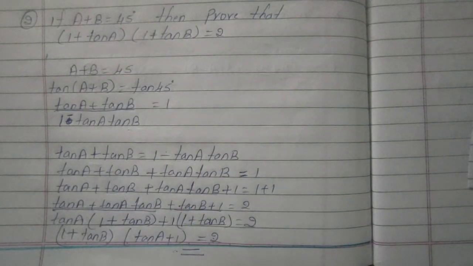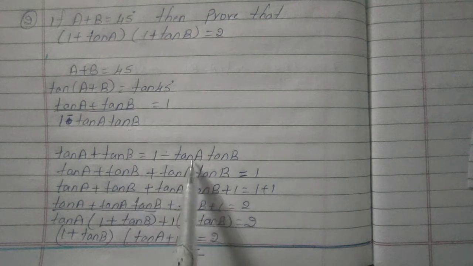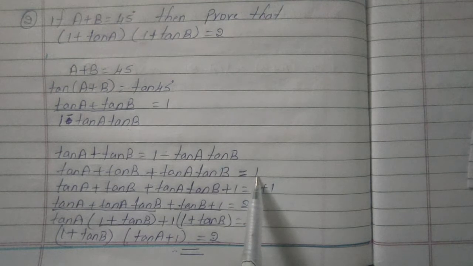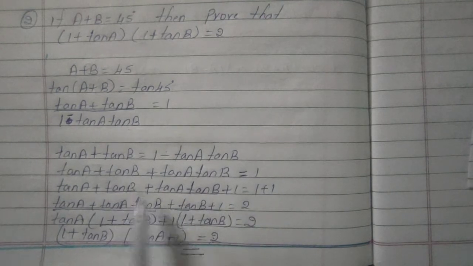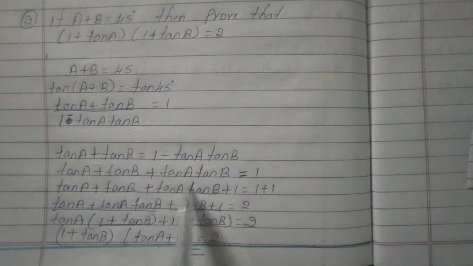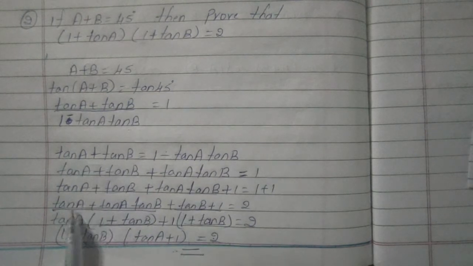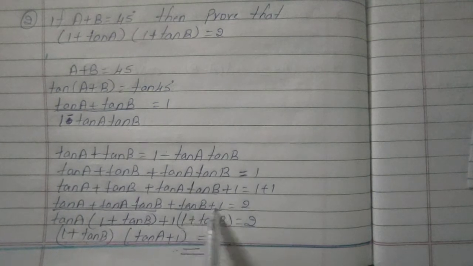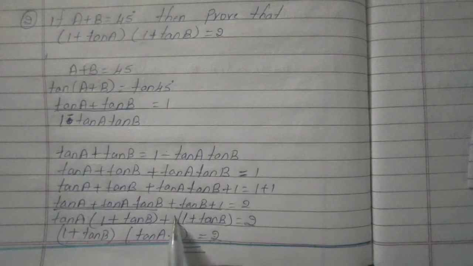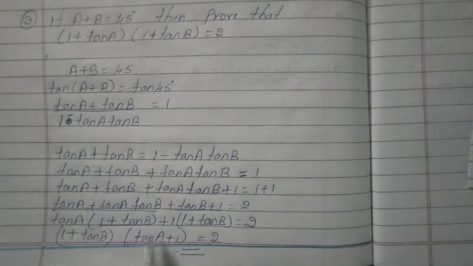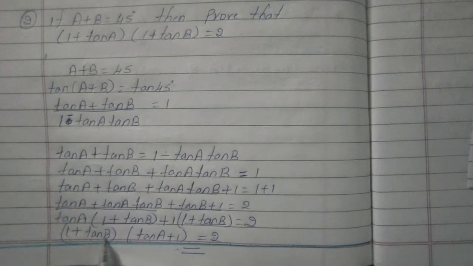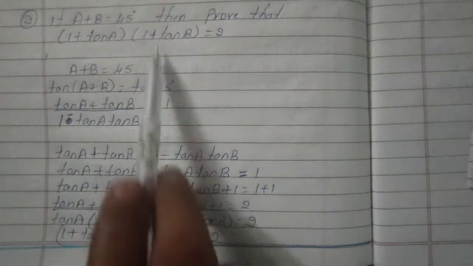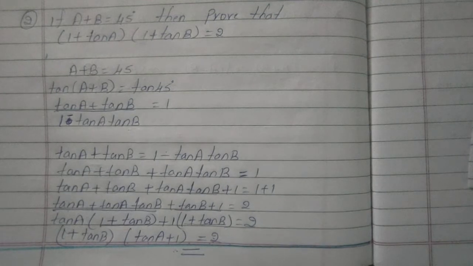Just let me explain how I did here. This minus tan a tan b I transposed. On the right hand side, 1 is left. This term and tan b I interchange their positions. Then for the first term and second term I took tan a common, remaining 1 plus tan b. Here 1 plus tan b is left. Now again 1 plus tan b common I took, remaining tan a plus 1. This is nothing but (1 plus tan a) into (1 plus tan b) equals 2.